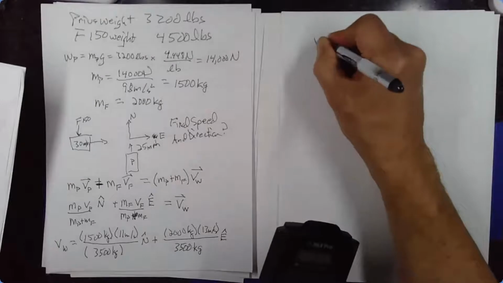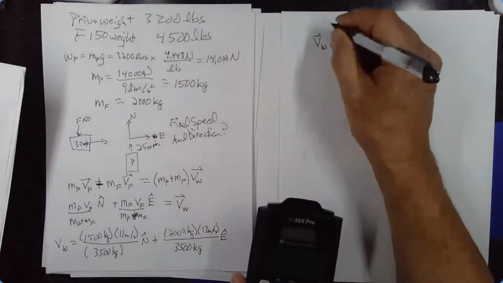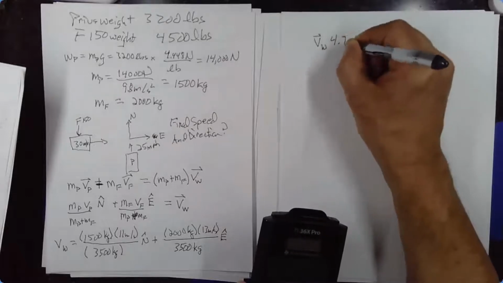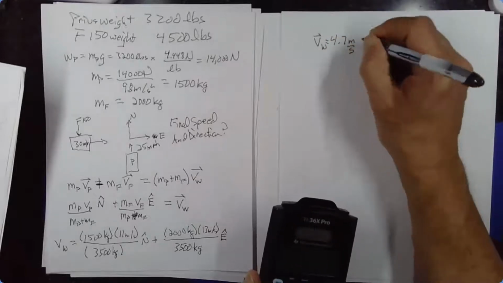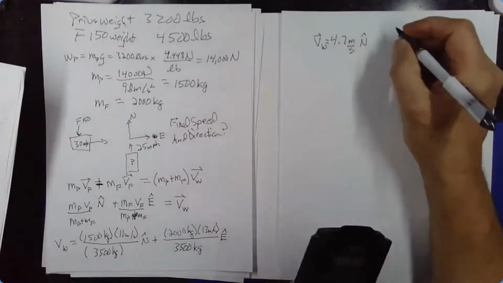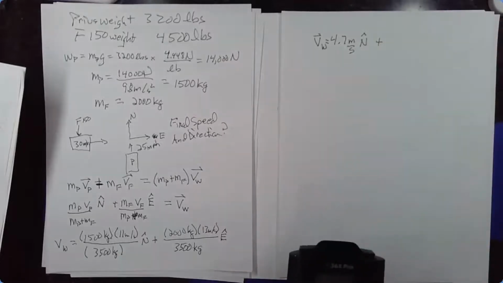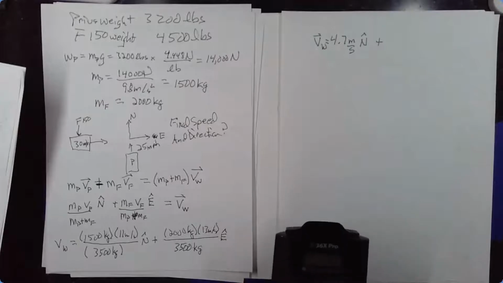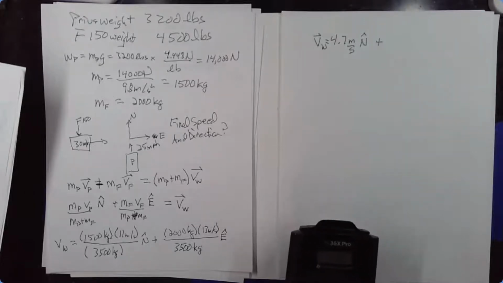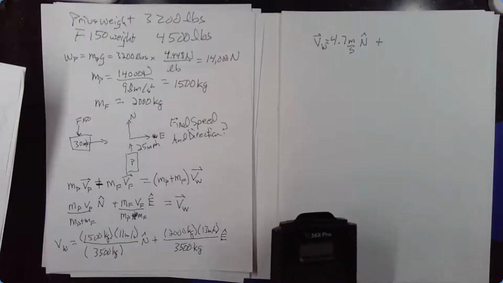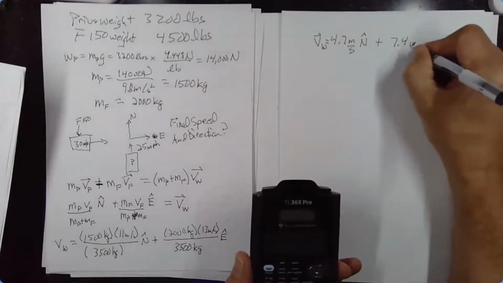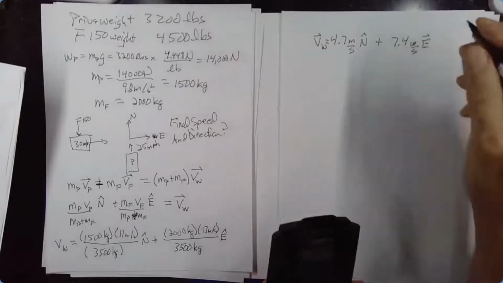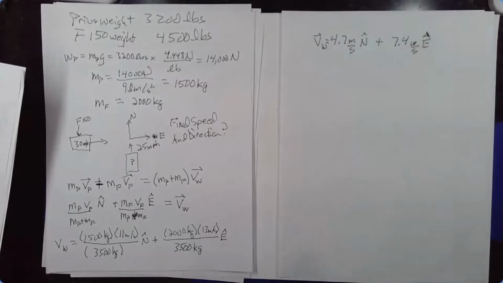I will get the velocity of the wreckage is going to equal, whoops, forgot an equal sign, 4.7 meters per second in the n-hat direction, plus 1,500 times 11. Yep, that works. 7.4 meters per second in the E-hat direction. Whoops, E-hat. Yeah. So there's our final velocity.